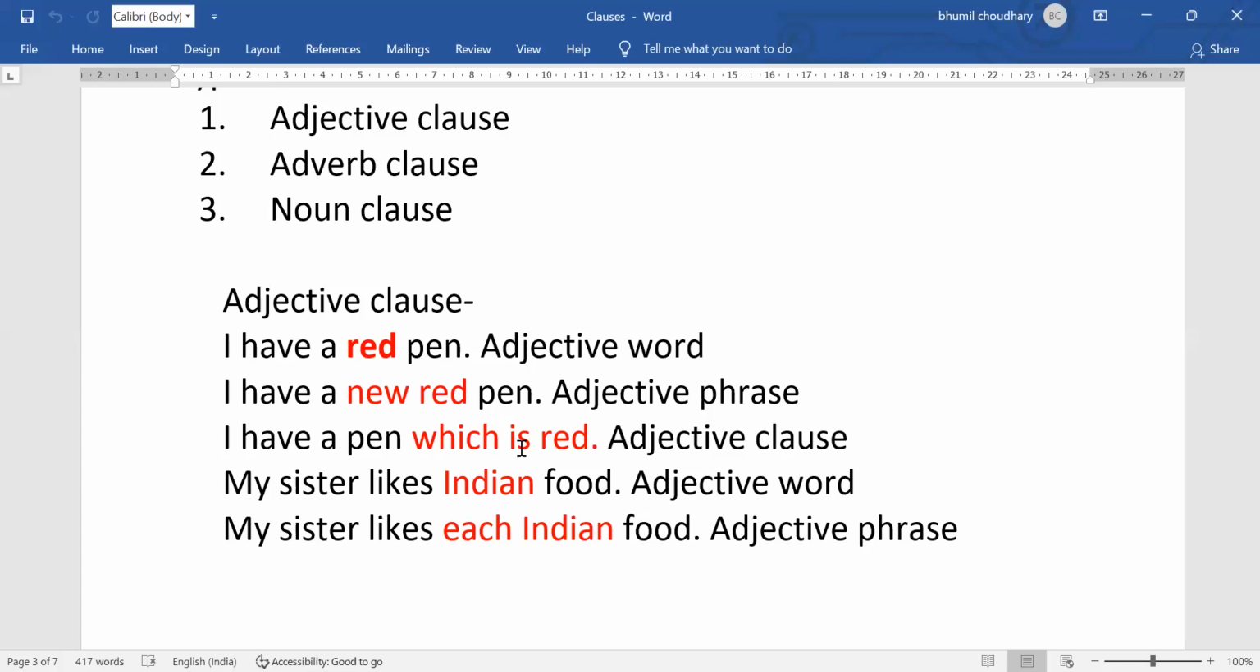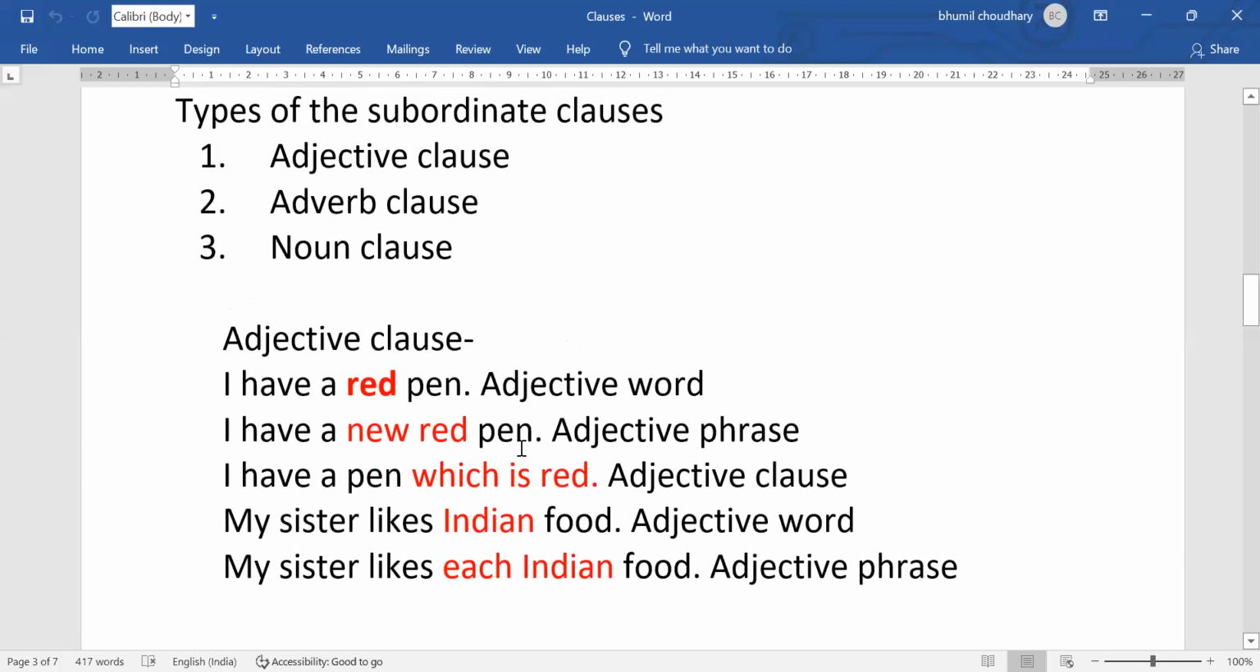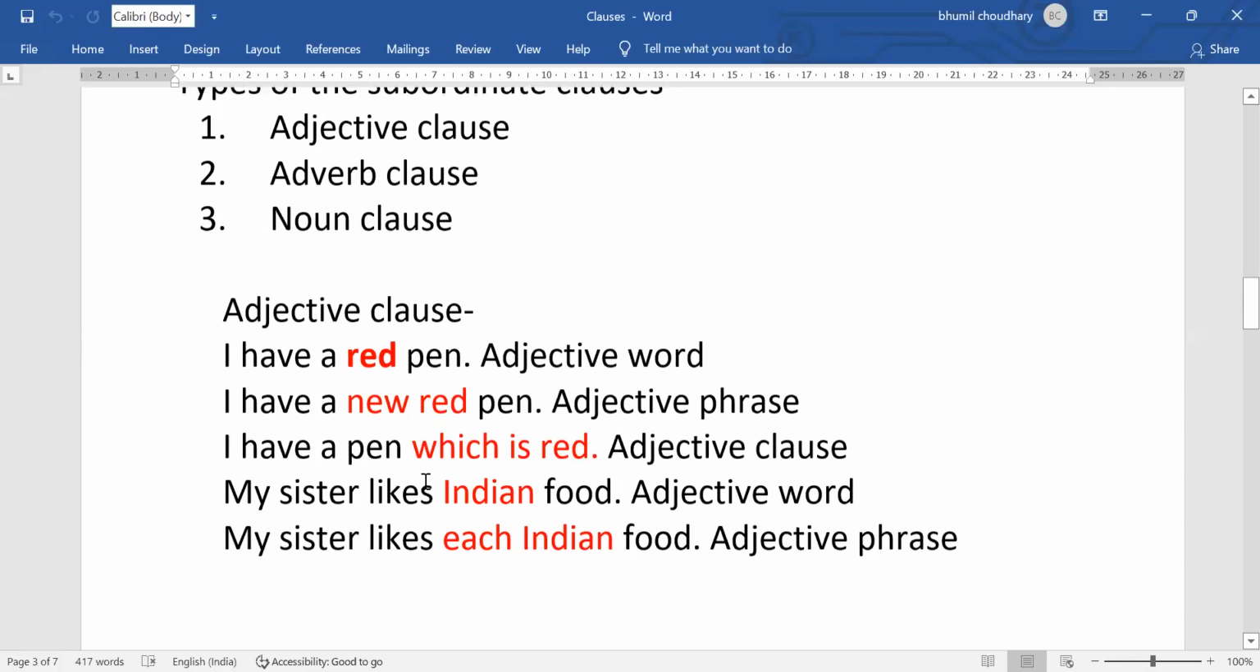Again, understand this point. We are talking about the subordinate clauses. So there are three types of subordinate clauses. First is called adjective clause, second is adverb clause, third is noun clause. First of all, we are going to study about the adjective clause, right? So if any word is describing any noun or pronoun, that is an adjective word. If any phrase is describing any noun or pronoun, that is an adjective phrase. But if any clause is describing any noun or pronoun, it means that is an adjective clause, right? So in this, a word is describing the pen, in this, a phrase is describing the pen, in this, a clause is describing the pen, right?